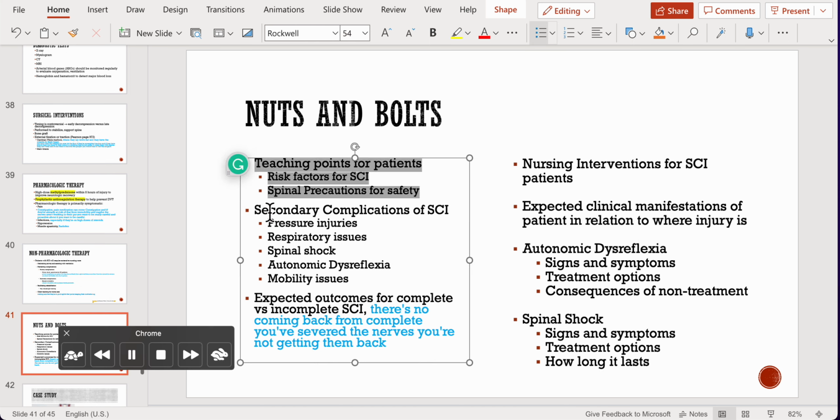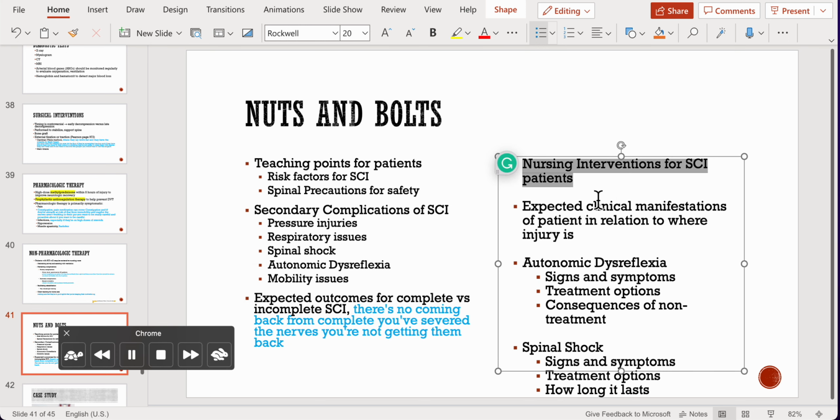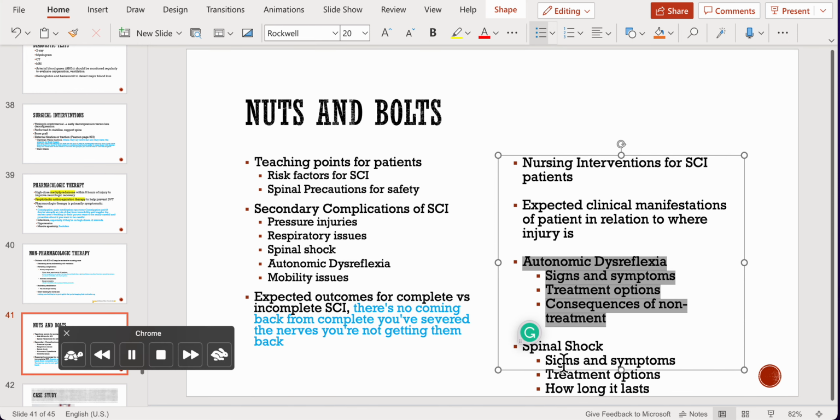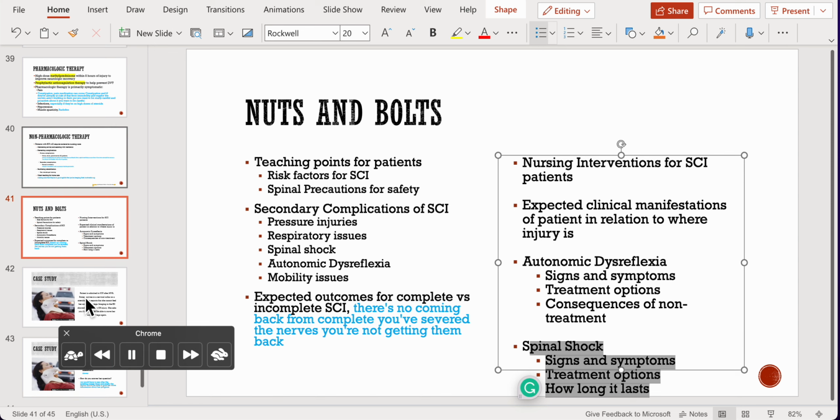Nuts and bolts. Teaching points for patients: risk factors for SCI, spinal precautions for safety. Secondary complications of SCI: pressure injuries, respiratory issues, spinal shock, autonomic dysreflexia, mobility issues. Expected outcomes for complete versus incomplete SCI. There's no coming back from complete. You've severed the nerves, you're not getting them back. Nursing interventions for SCI patients. Expected clinical manifestations of the patient in relation to where the injury is. Autonomic dysreflexia: signs and symptoms, treatment options, consequences of non-treatment. Spinal shock: signs and symptoms, treatment options, how long it lasts.